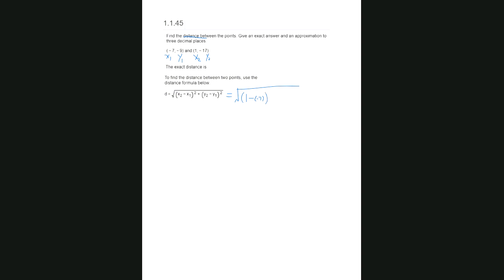x1 in here, okay? And then we square them, and then we plus the y2, which is, look at that, my y2 here is -17, right? Minus y1, which is -9, okay? And then we have to have a square right here. So that is how we plug it into the formula, okay?